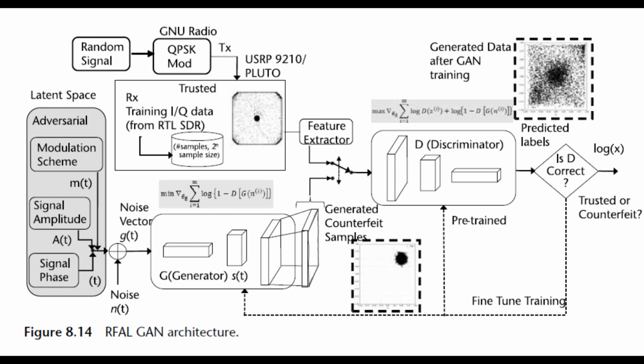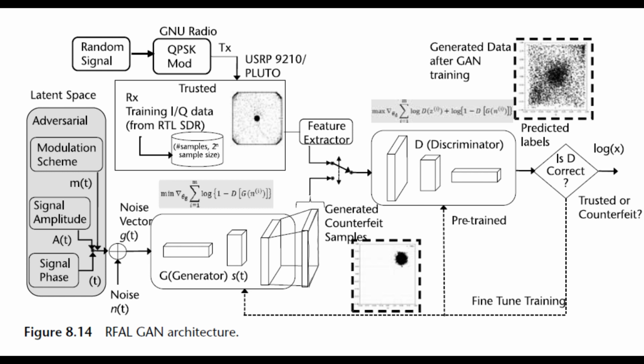Noise vector, N_t, and generator, G. A noise vector, N_t, is added to the latent space components to generate adversarial signals. The generator, G, creates counterfeit samples, S_t, from this noisy latent space.